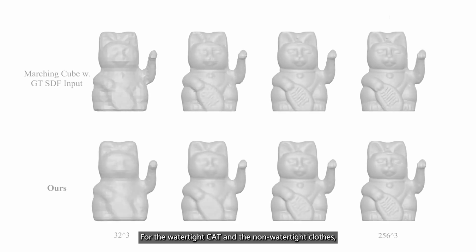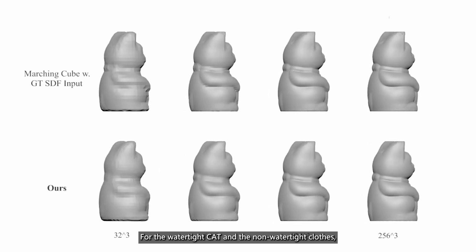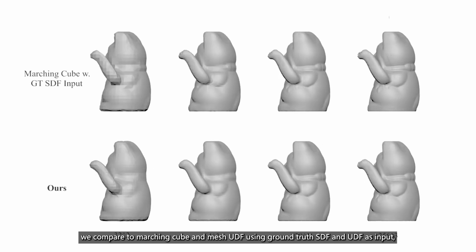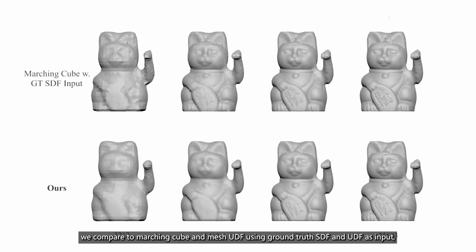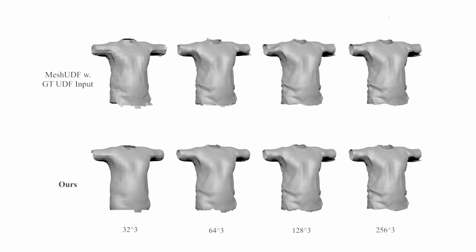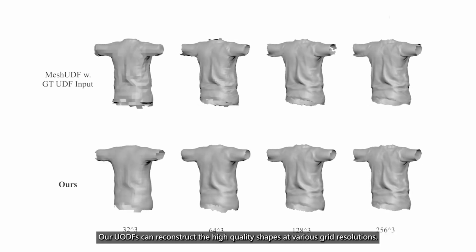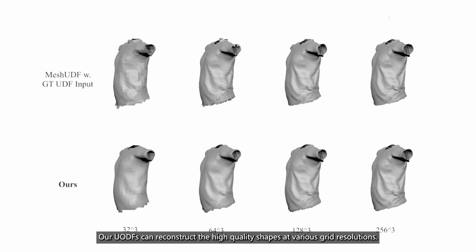At last, we show the reconstruction results at multi-resolution grids. For the watertight CAD and the non-watertight clothes, we compare to marching cube and mesh UDF using ground truth SDF and UDF as input, respectively. Our UODFs can reconstruct the high-quality shapes at various grid resolutions.